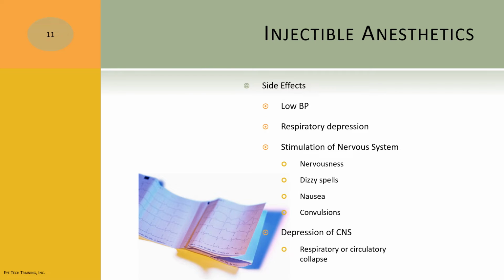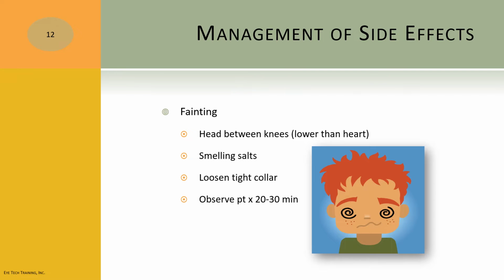Injectable anesthetics have many side effects. They can cause low blood pressure. They can depress respirations. They can stimulate the nervous system, and they can depress the central nervous system. If your patient faints, you want to have the patient's head between their knees, lower than their heart. Have smelling salts available, loosen a tight collar if they have one, and make sure you stay with the patient for at least 20 to 30 minutes. Also, call for help. Let your doctor know that a patient has fainted.